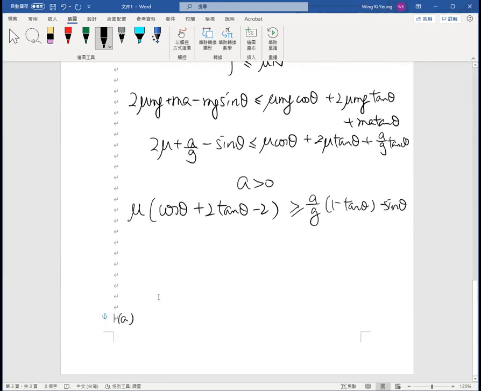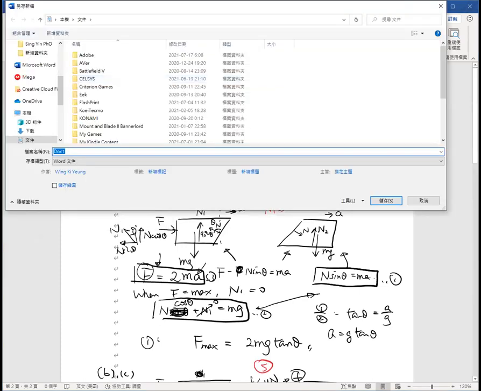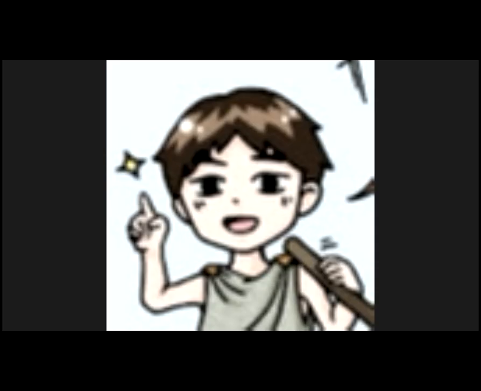Just a second. It takes a bit of time to save it to PDF. Oh no, it just finished.